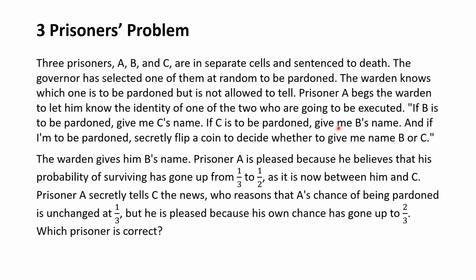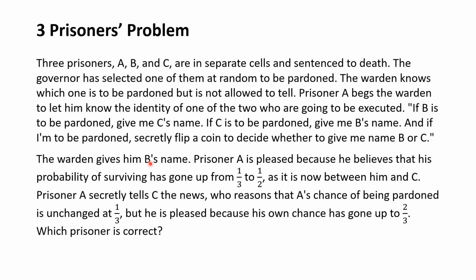"If C is to be pardoned, give me B's name," in other words, letting A know that B is going to be executed. "And if I'm going to be pardoned," in other words, if prisoner A is going to be pardoned, "then secretly flip a coin to decide whether to tell me it's B or C who's going to be executed." So that's the request from A. And surprisingly, the warden decides to go along with A's request, and let's say the warden gives prisoner A B's name. In other words, the warden tells prisoner A that B is going to be executed.